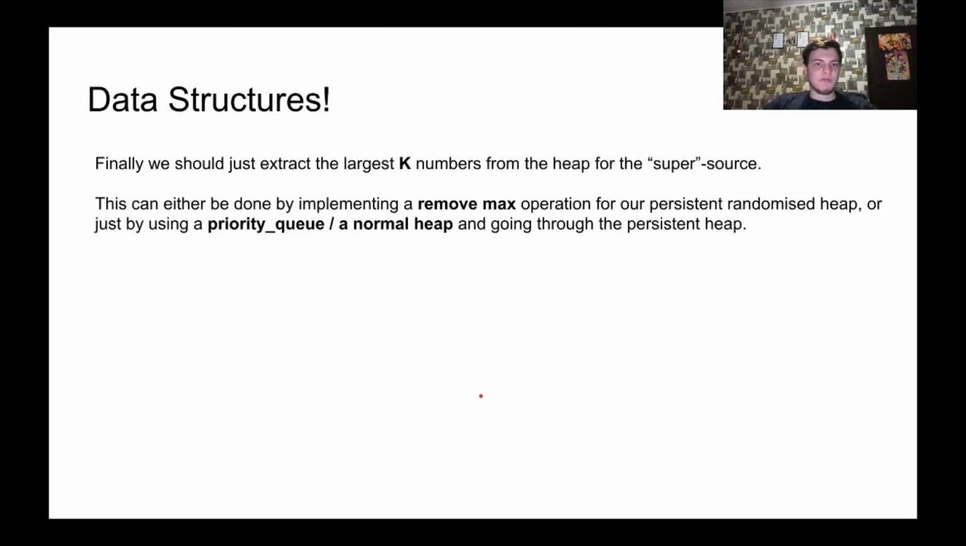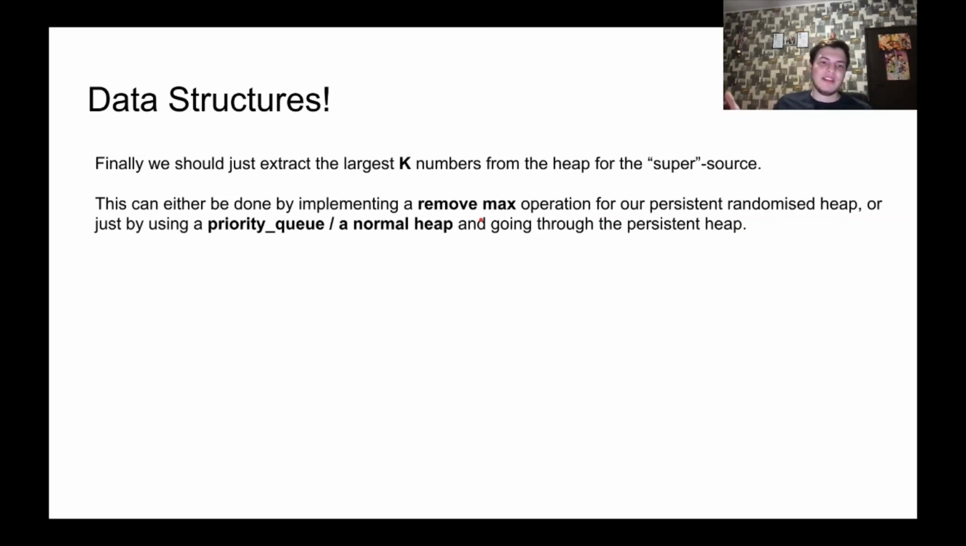In the end, as I said, we have a heap in our super source, and we just want to get the k largest numbers in it. We have two ways to approach this. The first one is to implement a remove max operation for this persistent randomized heap, which can be done by extracting the root and then merging the children to get a new heap, and so on. It's not really implementing a new operation, but that's one way to do this.